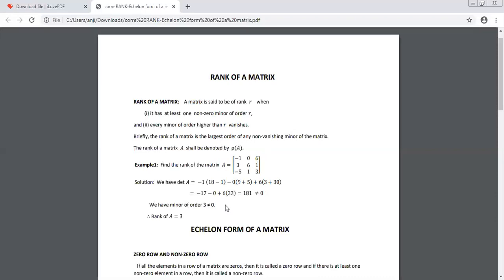So this is the basic definition. Suppose in this example only, if det A equals 0, then we go for minors of order 2. So for a minor of order 2, you can take the determinant of [-1 0; 3 6], and similarly you can take the minor [0 6; 6 1]. We calculate all these values. Here in this case, the minor of order 3 is not equal to 0, therefore rank of A is equal to 3.